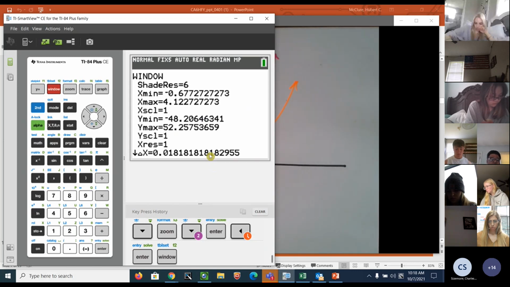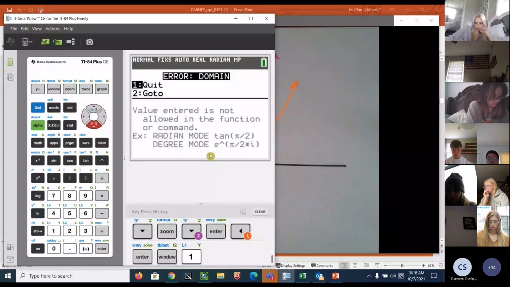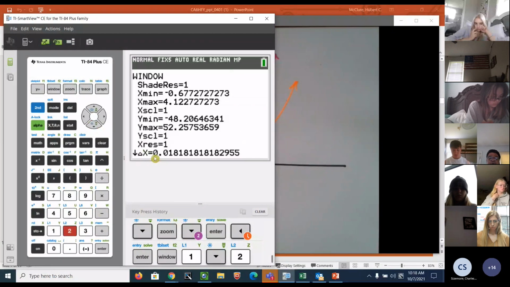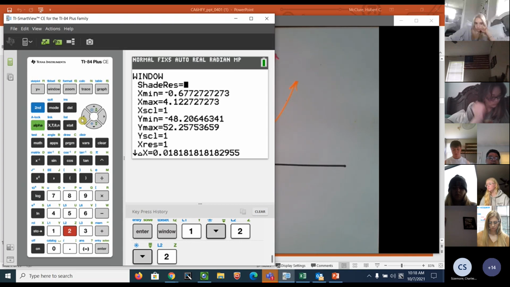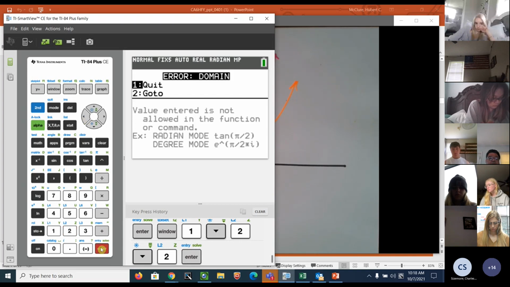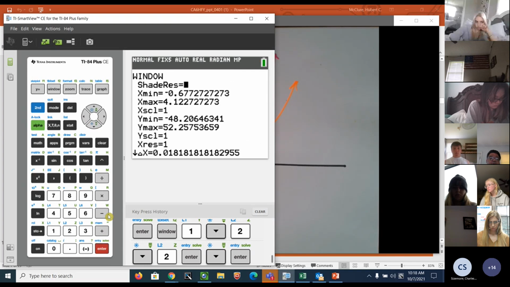Change that to 1. I don't know if it will work or not. Do not use the keyboard, Hubert. I can't use the computer keyboard when I use the calculator. It's a pain. Oh, and it won't let me do that either. Okay. I got to hit enter. I'm just about ready to quit.